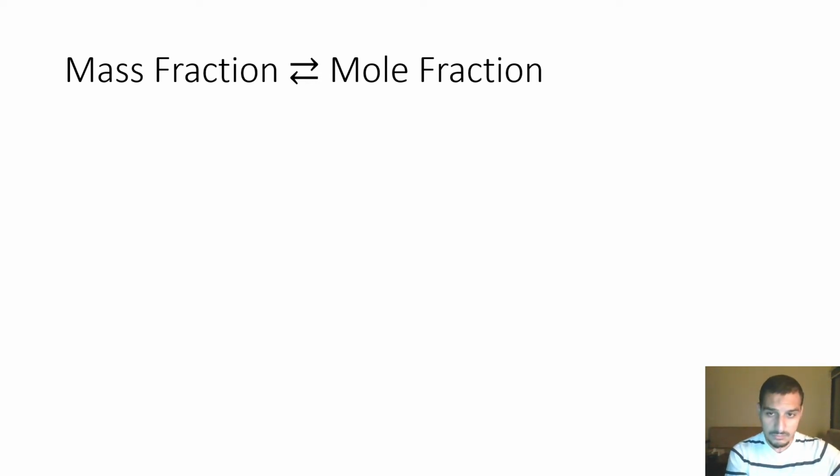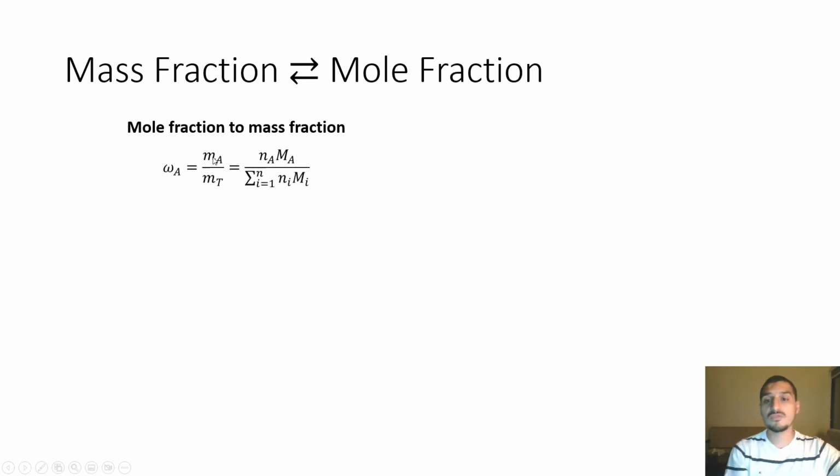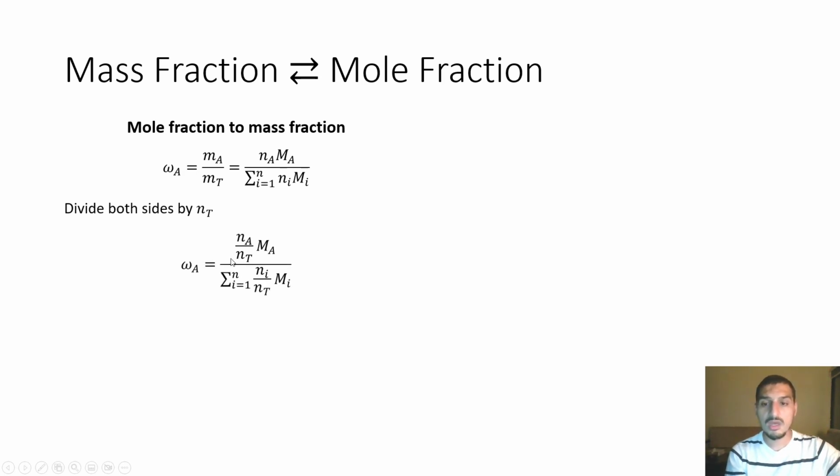And this is pretty simple, and I usually do it by starting with the definitions, because this is the simplest way to do this. So if I have mole fraction and I want to convert it to mass fraction, I'll start with the definition of mass fraction, which is the mass of component A divided by m total, which equals n multiplied by molecular weight divided by the sum of n multiplied by molecular weight. If I divide the numerator and denominator by n total, then this will be equal to the mole fraction. This is the mole fraction.